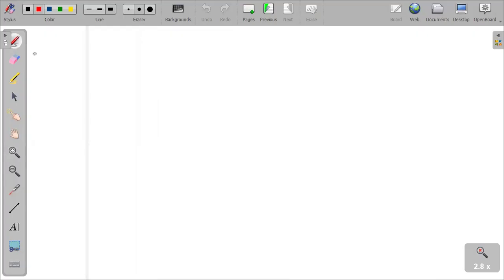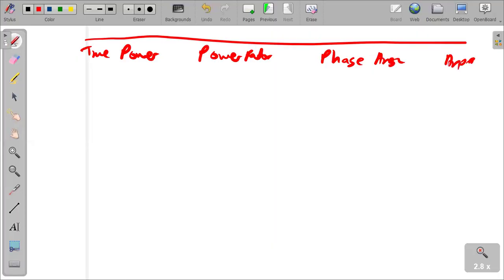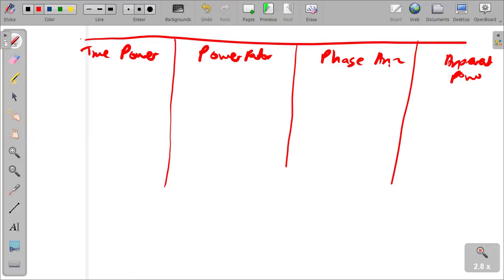How do you do it? I'm going to create a table here out of my own interest. That's true power, and that's power factor, and that's phase angle, and lastly there is apparent power. There is my diagram. Okay, so I will just indicate here quickly, giving them boundaries. There we are.